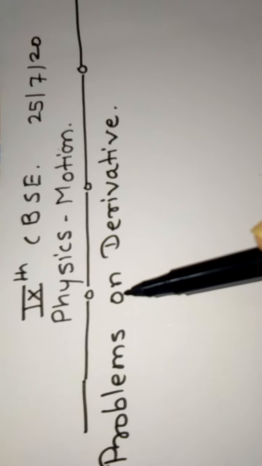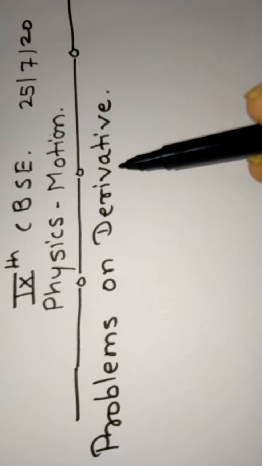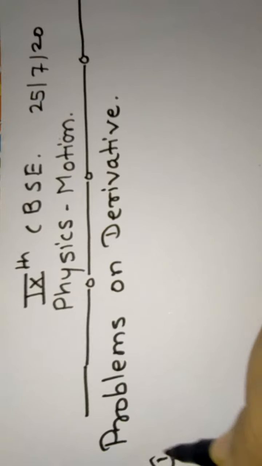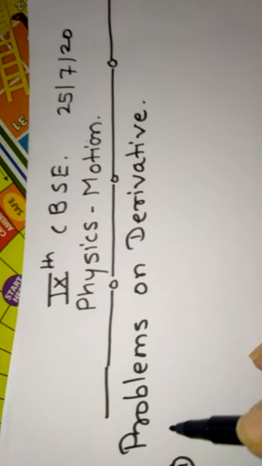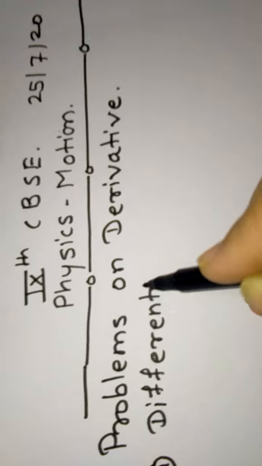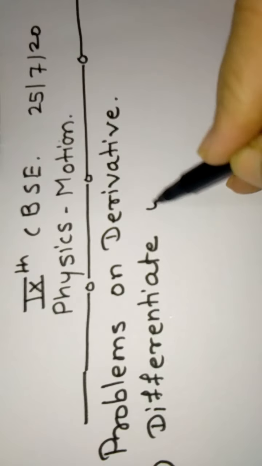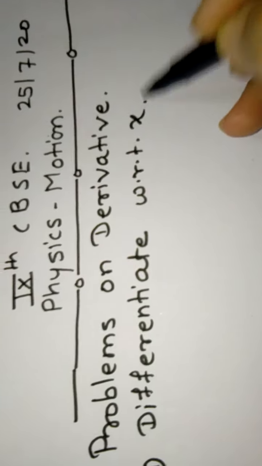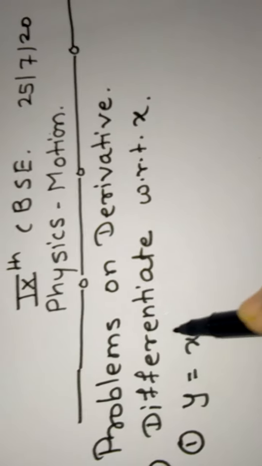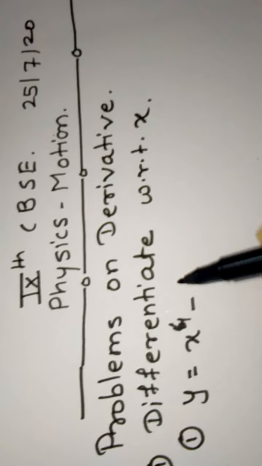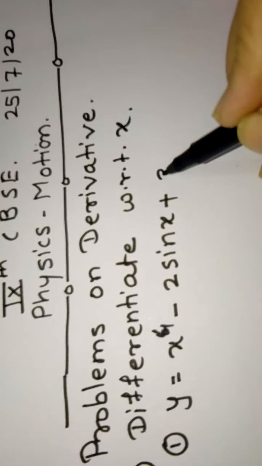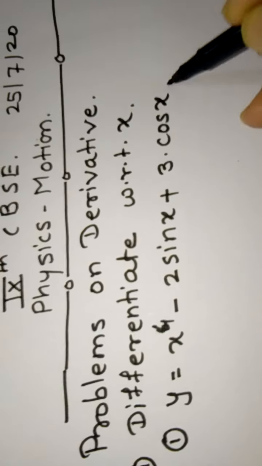Good morning, students. We are taking the problems on the derivative, that is differentiation. First problem is y equal to... differentiate with respect to x. First problem is y is equal to x raised to 4 minus 2 sin x plus 3 cos x.